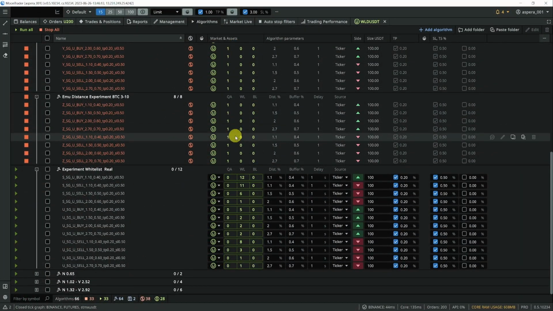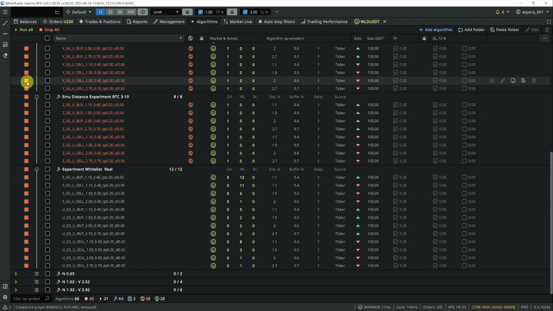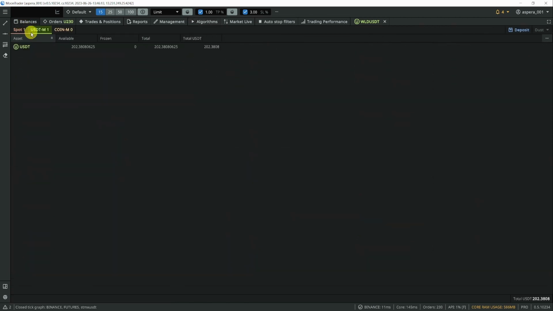Now it's time to run these and see if I have enough margin, because I have left the order size at 100. It's not kids' play, but it's not really huge. Let's see. Okay, let's go to my balance. Well, actually it's some sort of a glitch or whatever. If you have lots and lots of algorithms in emulation running, it doesn't update the frozen margin here.